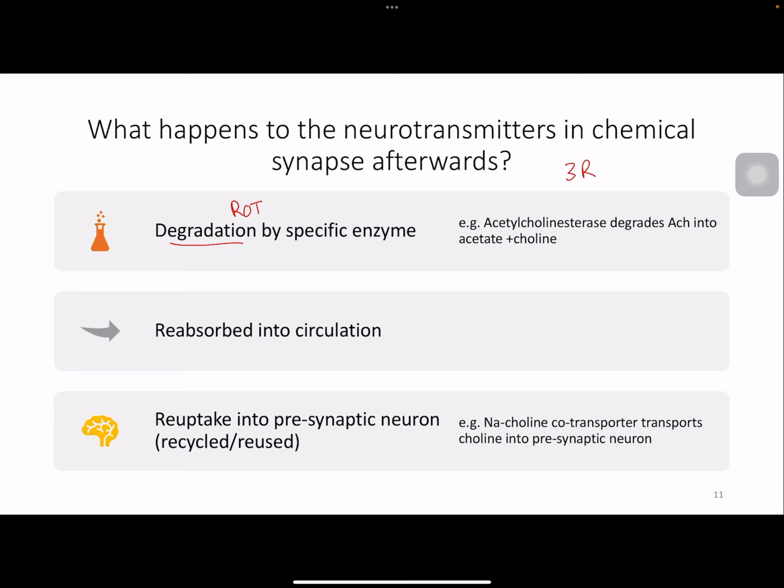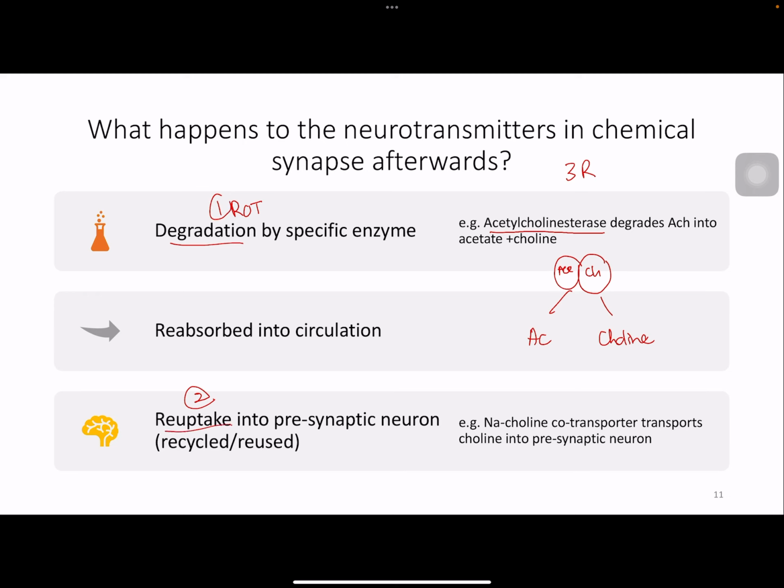Classical example of this is acetylcholine, which is degraded by acetylcholinesterase. So acetylcholine is made of two components, which are the acetyl and the choline. So when it is degraded, it forms the acetate and the choline. And the second fate is to be reuptaken or recycled into the presynaptic neurons.